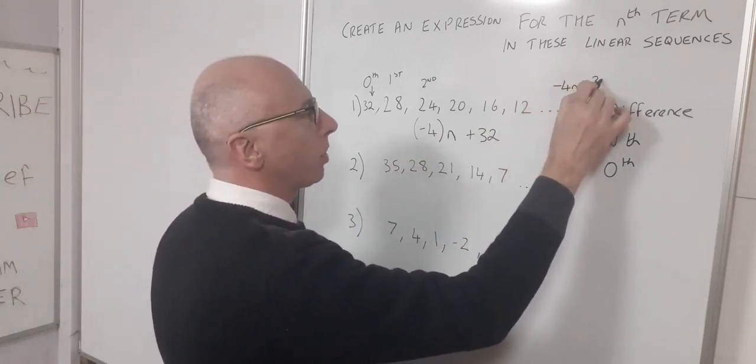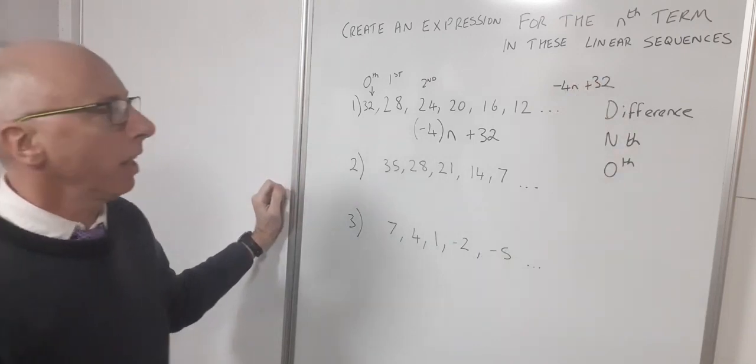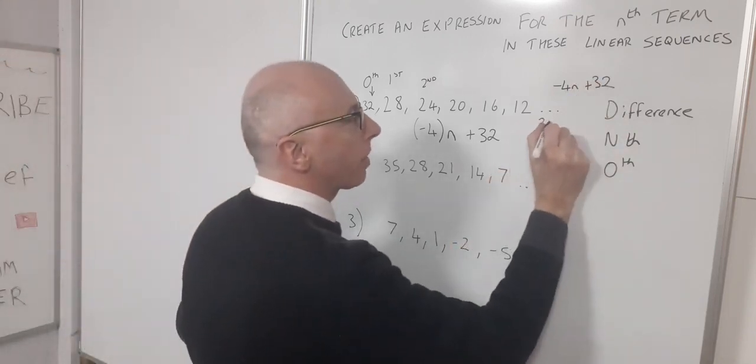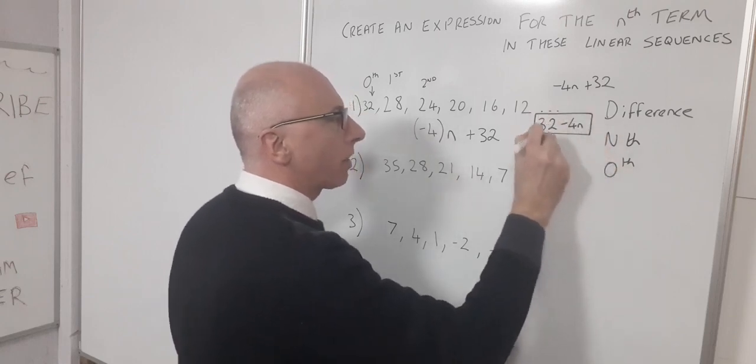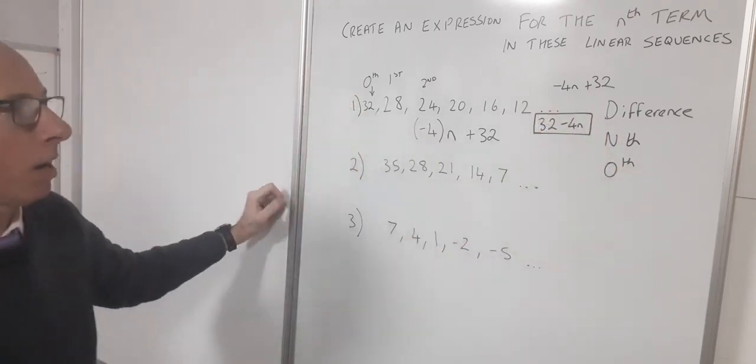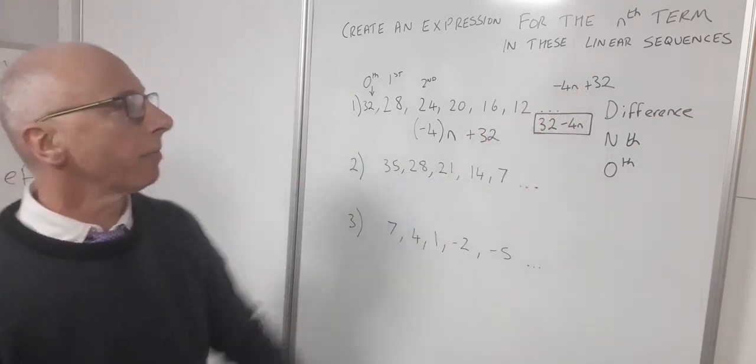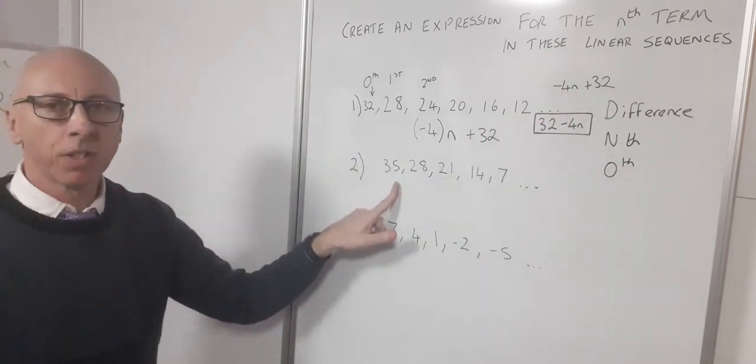So therefore an expression for our sequence, we could write it as minus 4n plus 32, or even better, we could write it as 32 minus 4n. Now that's the one I'm going to put in a box because that's the way I would prefer, but this one is still correct. Now let's move on to the second one.